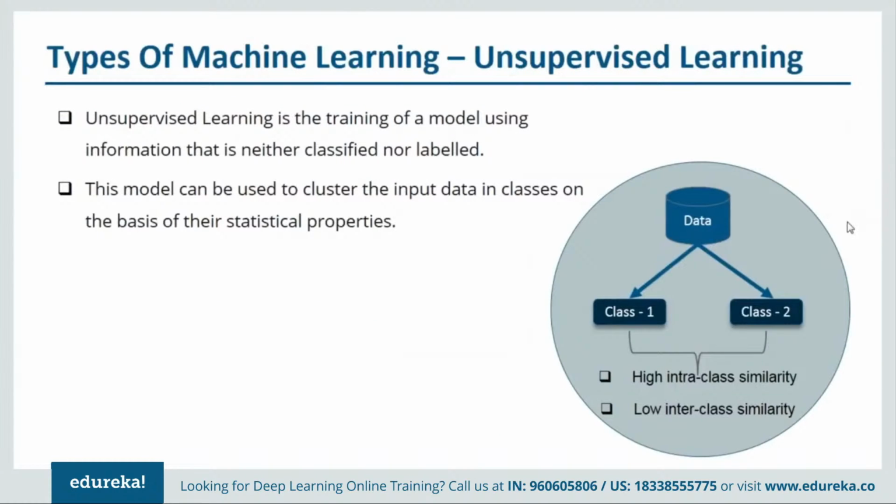Now in unsupervised learning, unlike supervised learning, you don't have any predefined classes. So what happens, you have data. So on the basis of that data, you try to create your own class. You try to make sure that whatever class you create has high intra-class similarities and low inter-class similarities. That means if I've created two classes like this, class 1 and class 2, the elements of this particular class should have high similarity, but at the same time, it should have low similarity with the elements of class 2.